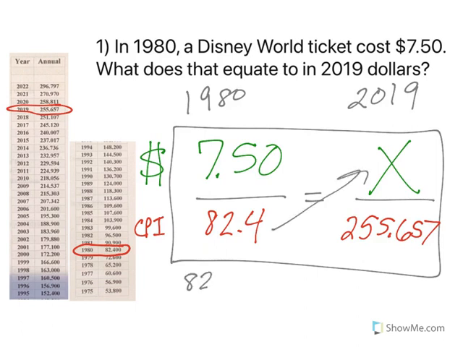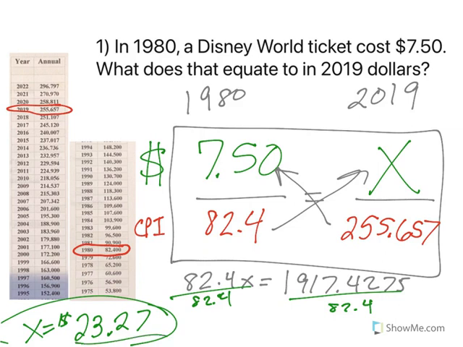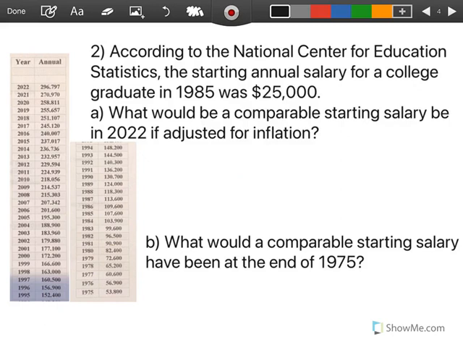We cross multiply, so 82.4x gives me 1,917.4275. I divide both sides by 82.4 to get x by itself, and I find out that x equals approximately $23.27. So y'all, if Disney World tickets had increased with inflation in 2019, they should have cost $23.27. Now, I did not go to Disney World in 2019, but I will bet my left arm they cost a little bit more than that. Maybe. Let's do some more.